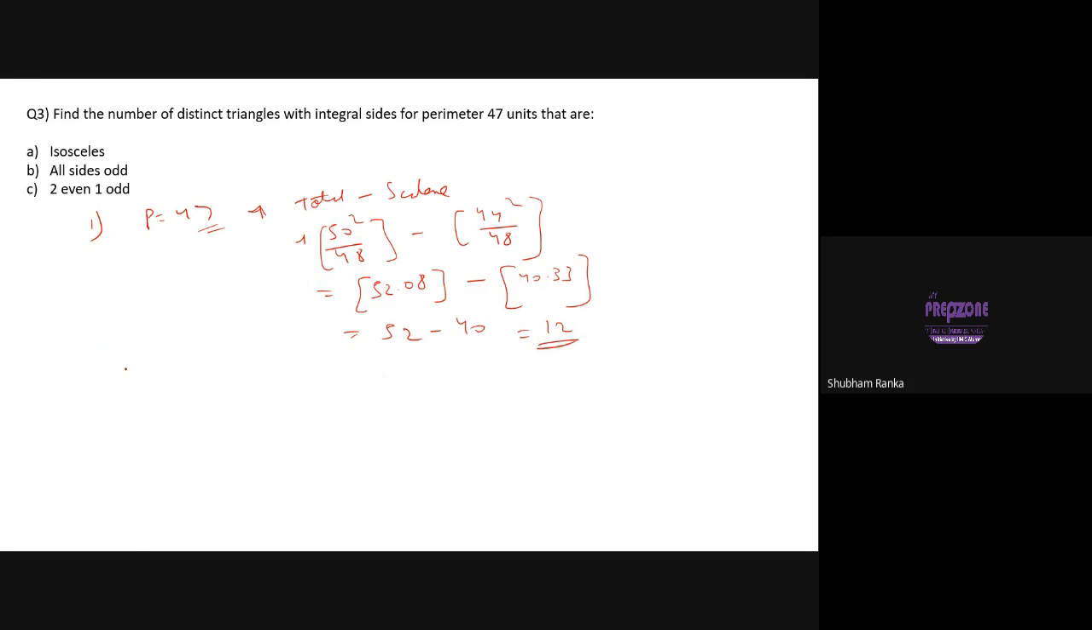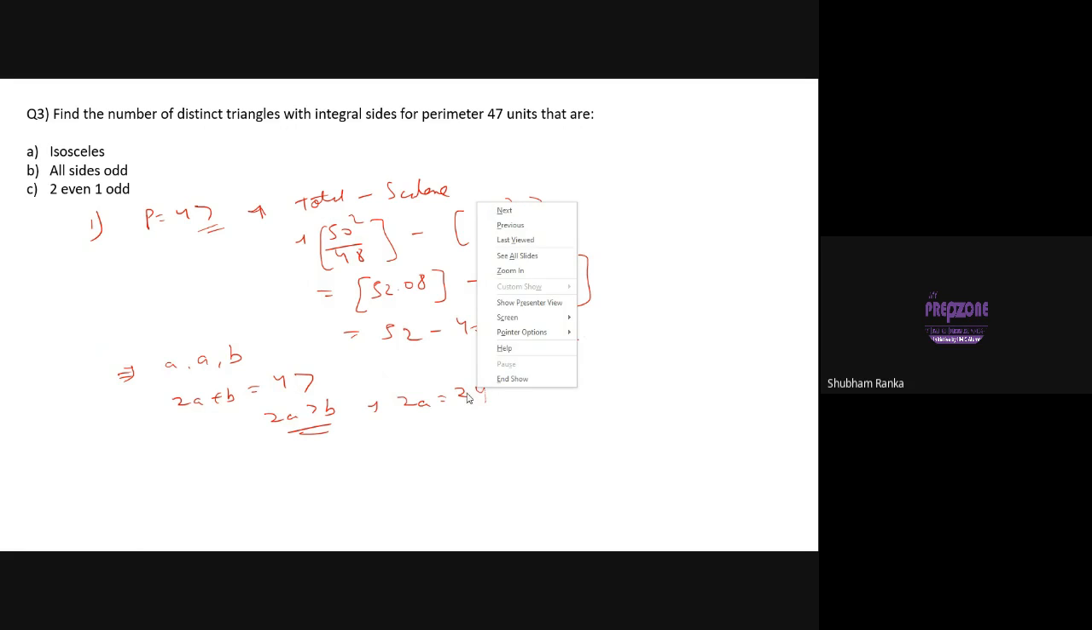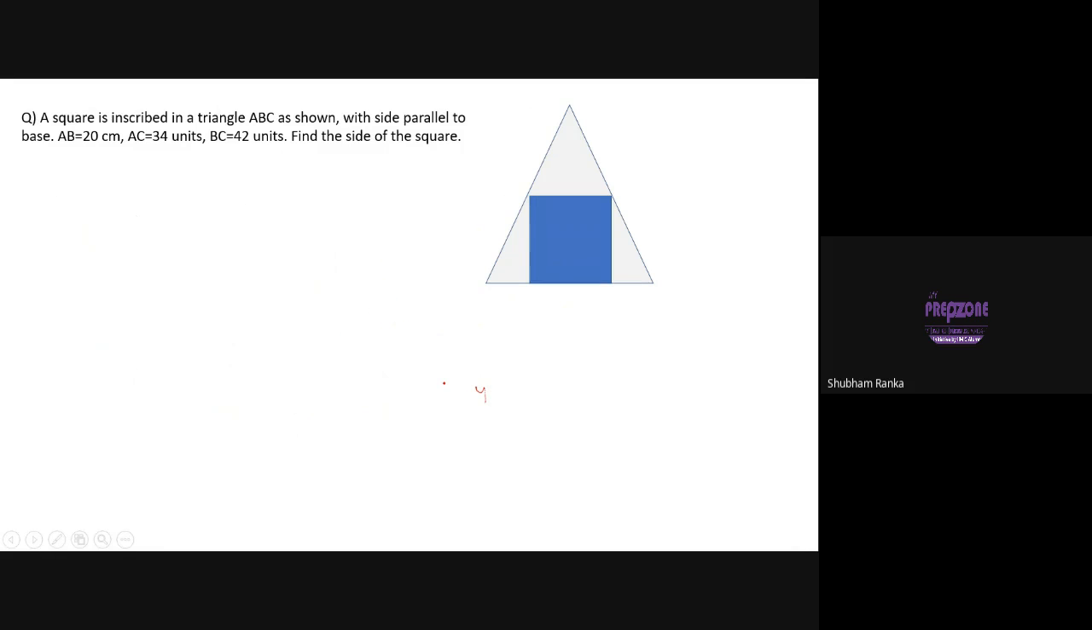The other way to do this, if somebody doesn't know the formula, is this: the perimeter is 47, and you have sides A, A, B for an isosceles triangle. So 2A plus B would be equal to 47, and we also know that the sum of two sides is always greater than the third side. So 2A should be greater than B. So B can only go up to 23.